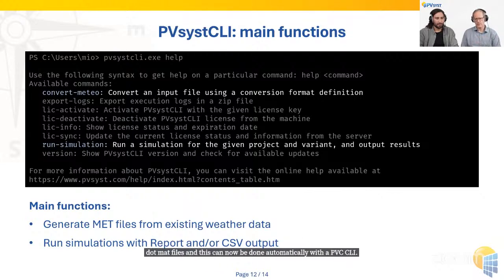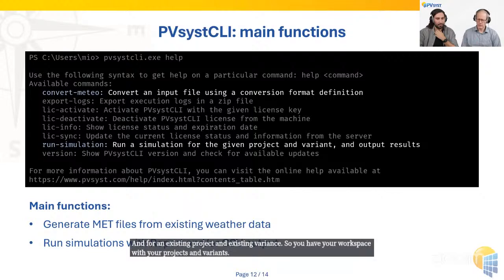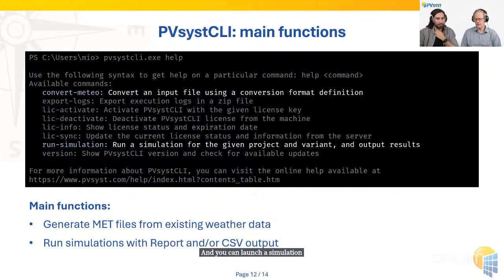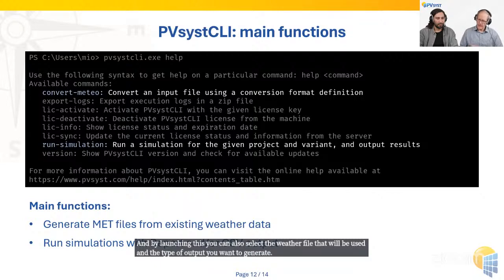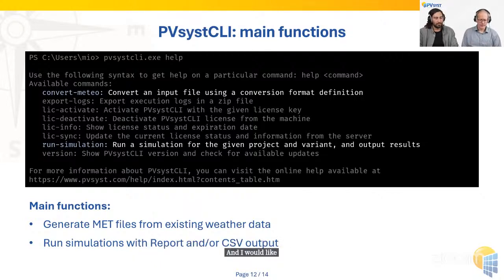And the second operation that you can do is to just run a simulation for an existing project and existing variants. So you have your workspace with your projects and variants, and you can launch a simulation from a command line instead of going through the graphical user interface. And by launching this, you can also select the weather file that will be used and the type of output you want to generate. And I would like to show an example to you.